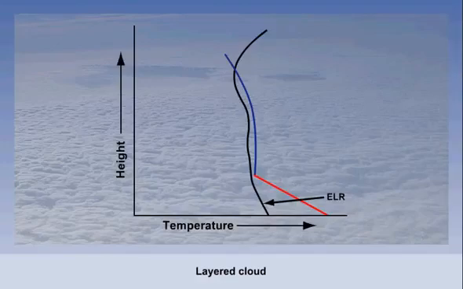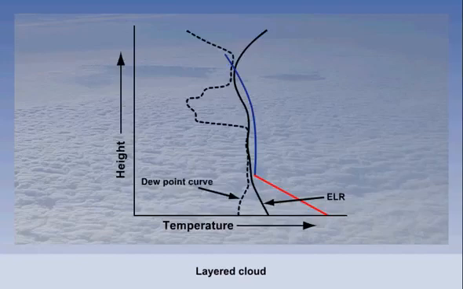If, on our graph, we introduce another line, called the dew point curve, to go with the ELR, or environmental lapse rate, it might look something like this. These two curves together show us how moist the air is, and are typical measurements that are taken by a weather balloon. If they are close together, the atmosphere is very humid.